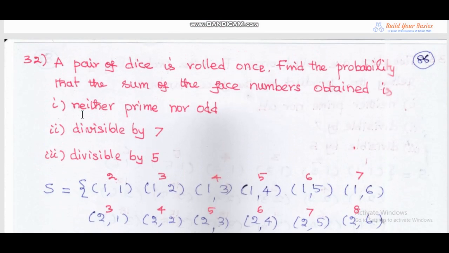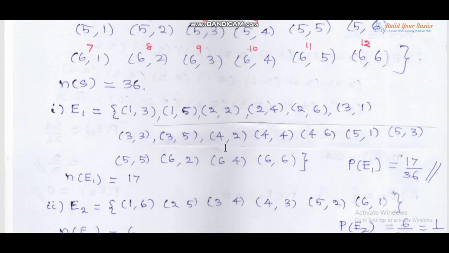1, 1 total 2, 1, 2 total 3, 1, 3 total 4. So we are writing totals of the numbers obtained on top of each case. First subdivision, neither prime nor odd. The sum of the face numbers must be neither prime nor odd.